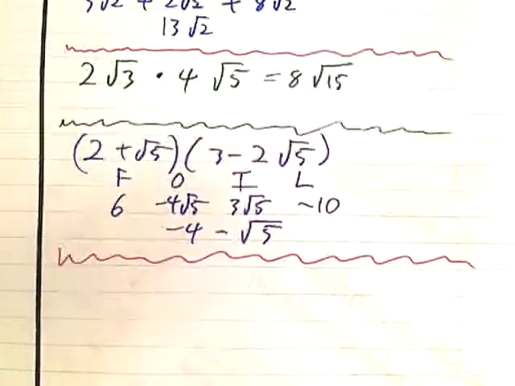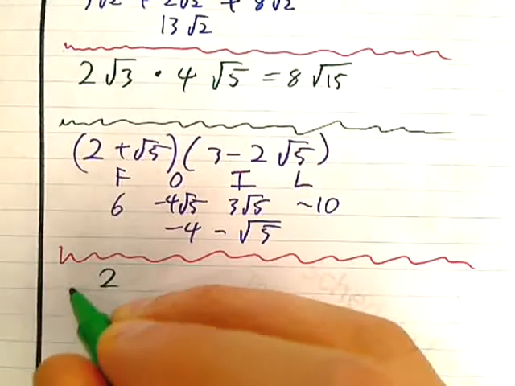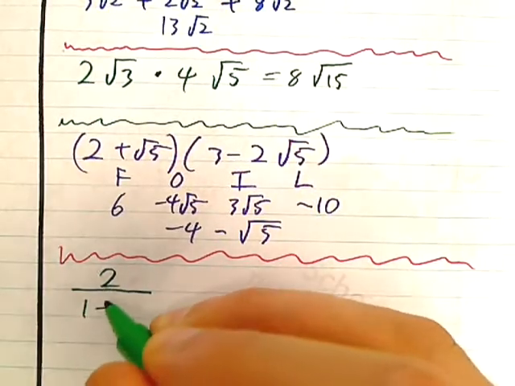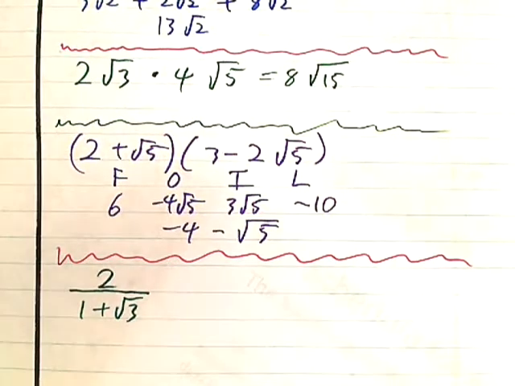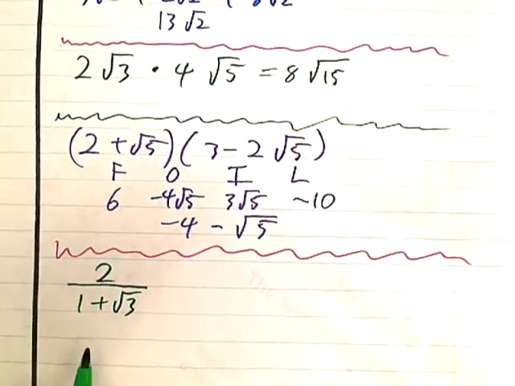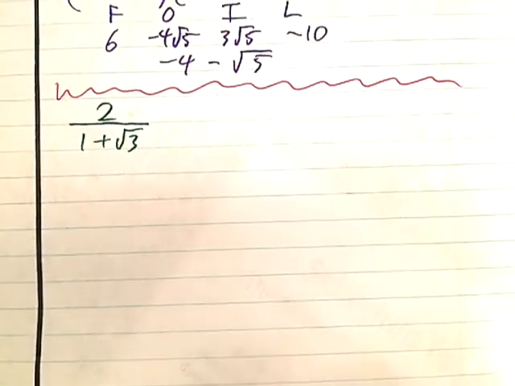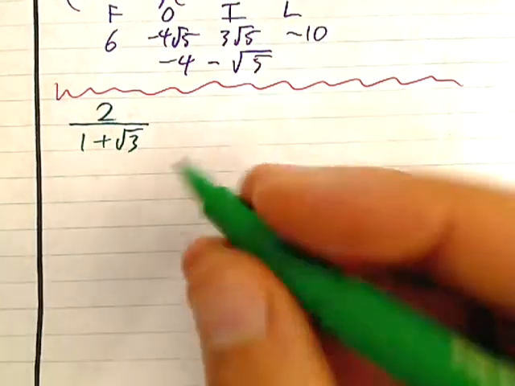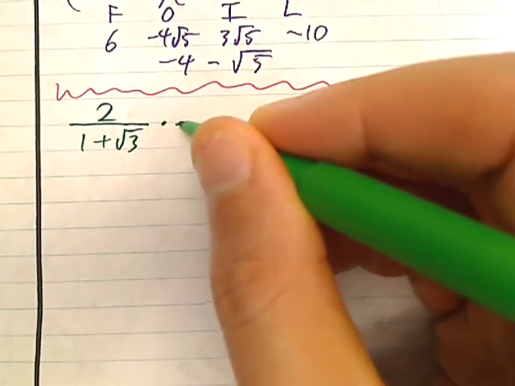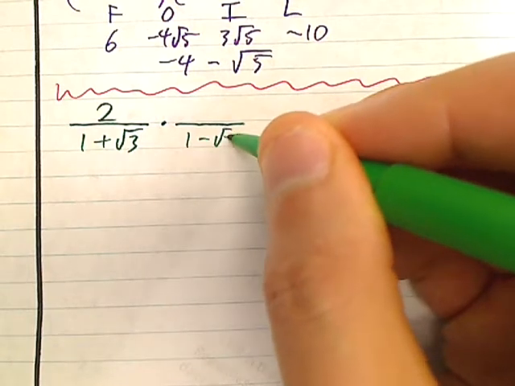Let's do one more. We're going to rationalize a denominator of a binomial. Okay, to do this, we're going to do this like we did it with the complex numbers. So you find the conjugate of this and multiply. So we're going to multiply by 1 minus square root 3.